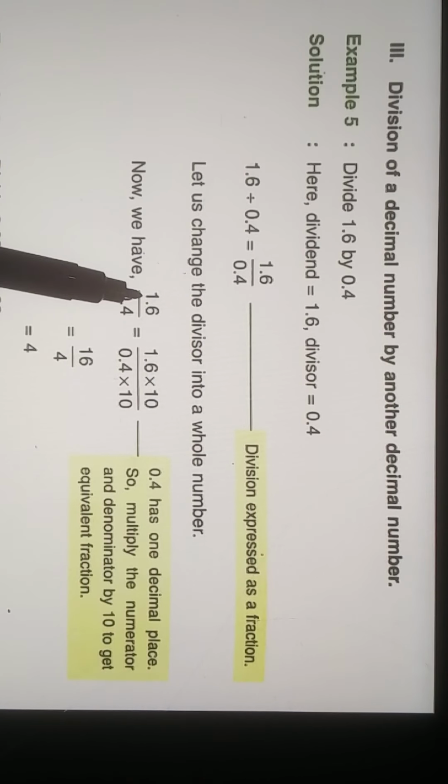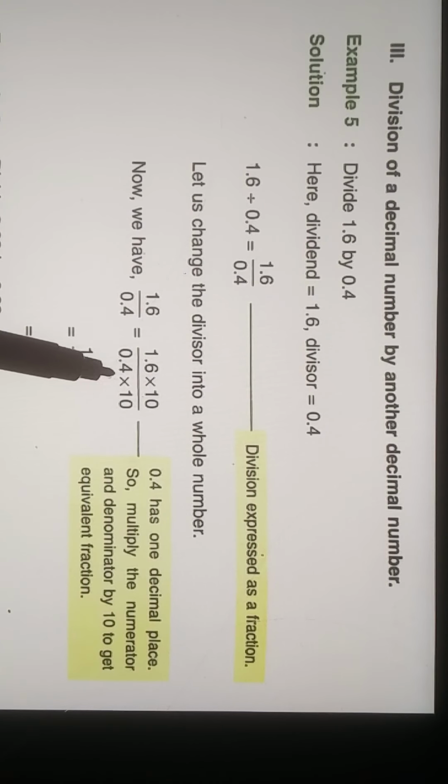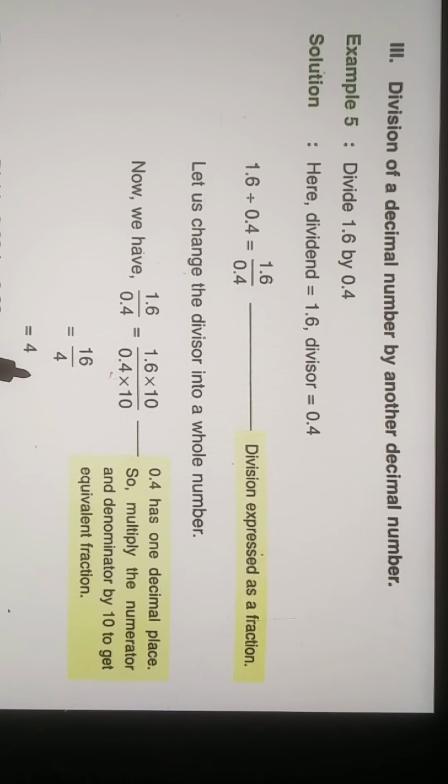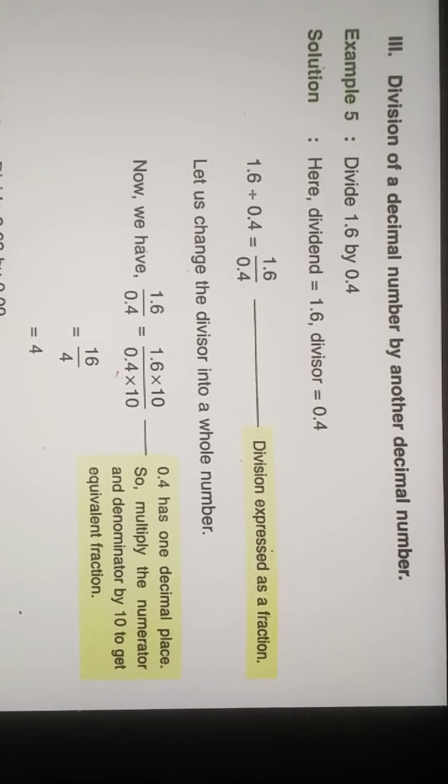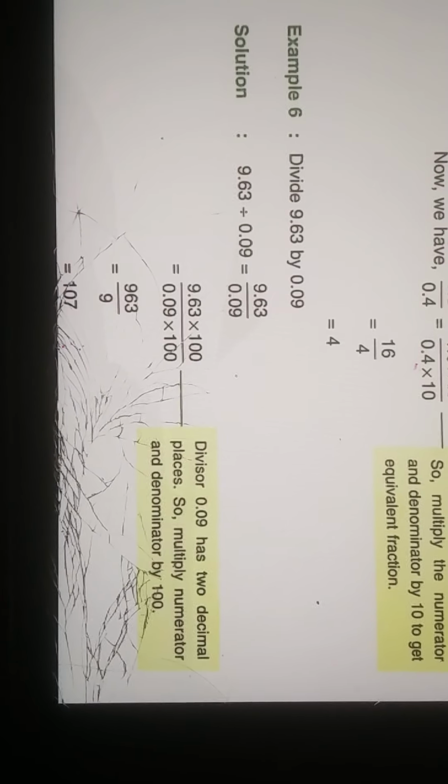Like here we have 1.6 and 0.4. We write it as a fraction. So both have 1 decimal place. So we multiply the numerator by 10, and the denominator also has 1 decimal place, so we multiply it by 10 and now we get whole numbers and we divide it simply. See another example here.